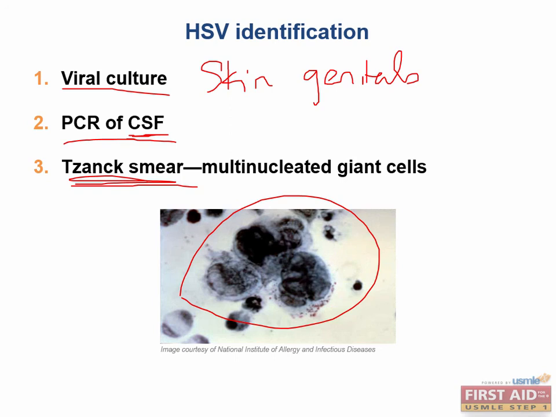Another way to identify HSV infection is to look for lesions on a skin biopsy that are called intranuclear Cowdry inclusion bodies. These are pathognomonic for HSV or VZV infection.